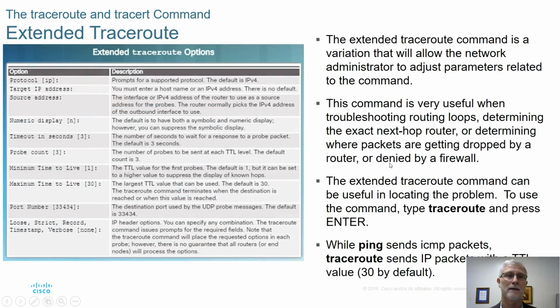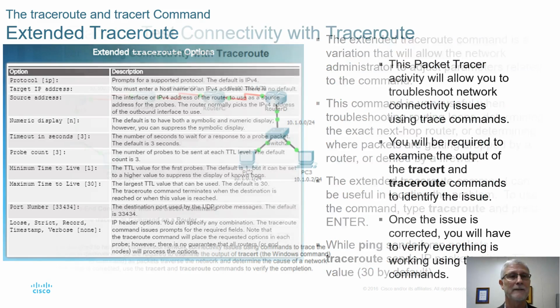Now, as with ping, there's an extended trace, and it basically allows you to adjust the parameters of the command. It can be helpful in troubleshooting loops in your network, or the exact number of who the next hop router is going to be. Basically similar to the ping, you just type in traceroute and hit enter. Don't give it an IP address, and then proceed to provide whatever additional information you want.